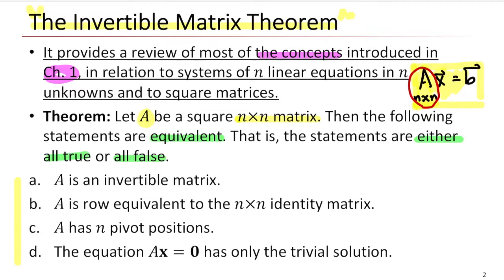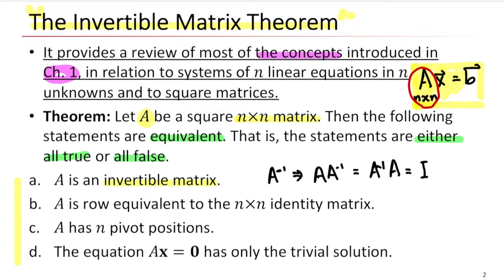Okay, there are several kinds of statements. First of all, A is an invertible matrix. What is an invertible matrix? If the matrix A is invertible, there exists A inverse, right? Then A times A inverse is equal to A inverse times A, which is equal to I. So statement A means that there is the inverse of A, right?